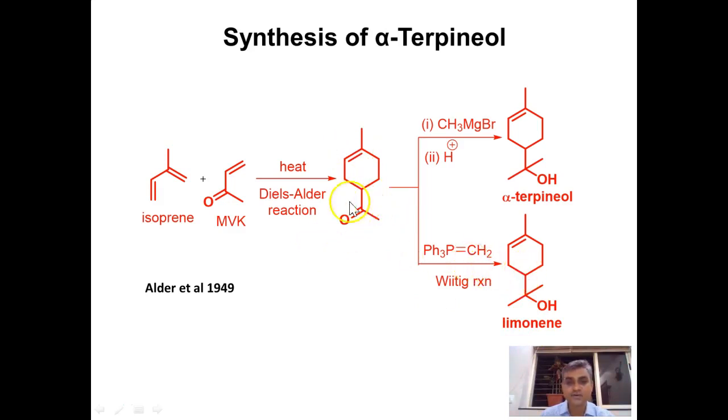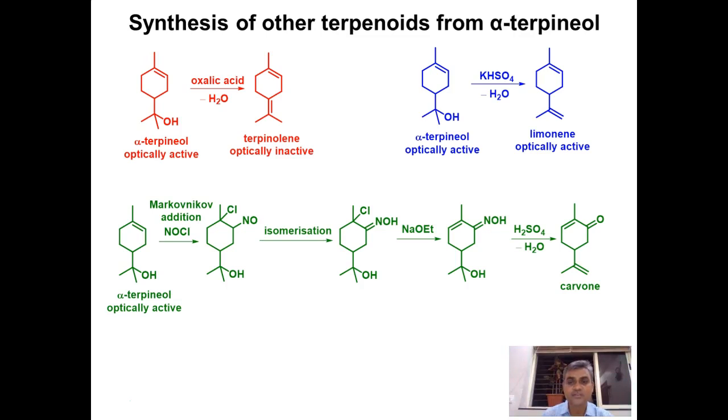So in this way, Adler proposed the short synthesis of alpha terpineol using the Diels-Alder reaction as a key step. So in this way, we have completed the synthesis of alpha terpineol. Now it's time to talk about the applications of alpha terpineol in the synthesis of other terpenoid molecules. Alpha terpineol can undergo dehydration, we have already seen, and there are various ways to dehydrate it.